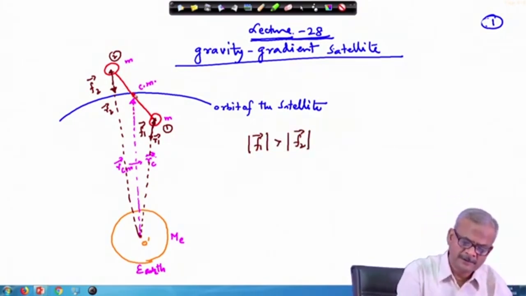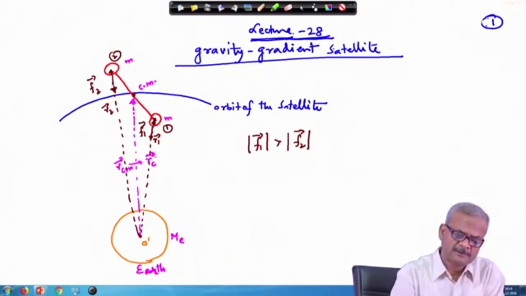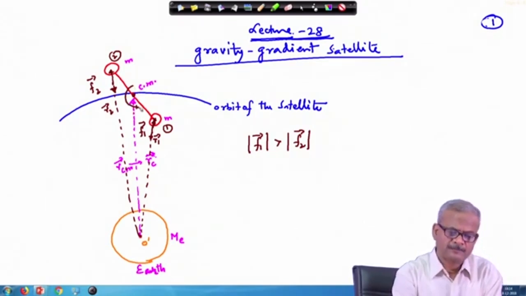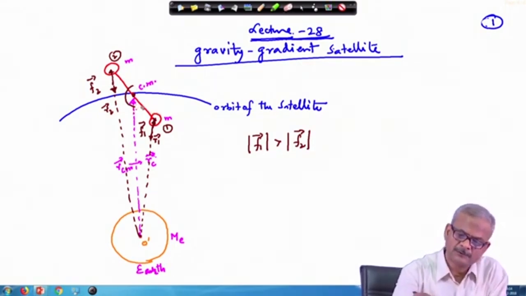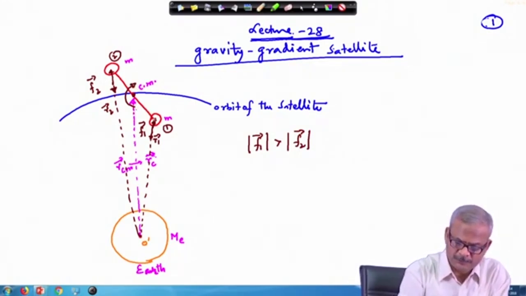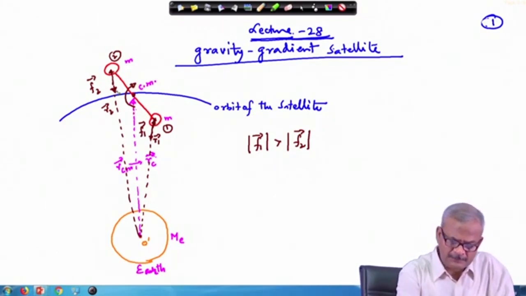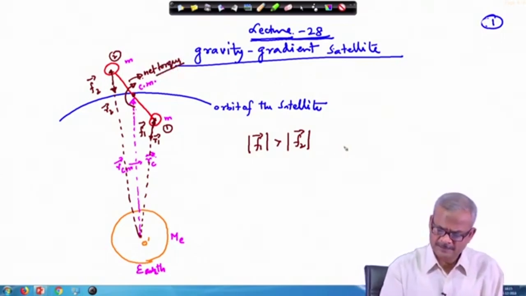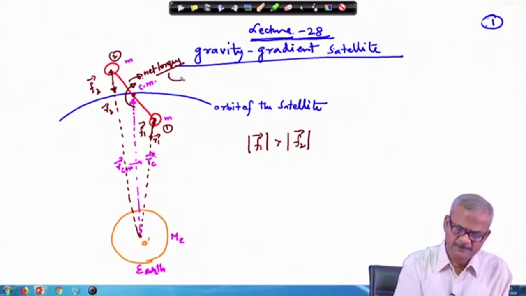So, what does it imply? That at this point, which is the center of mass of this dumbbell, there will be a torque acting like this, because this force is more and here the force acting is less as compared to this one. So, there will be a net torque along this direction, as shown by this arrow. So, this is the net torque, and this is nothing but your gravity gradient torque.